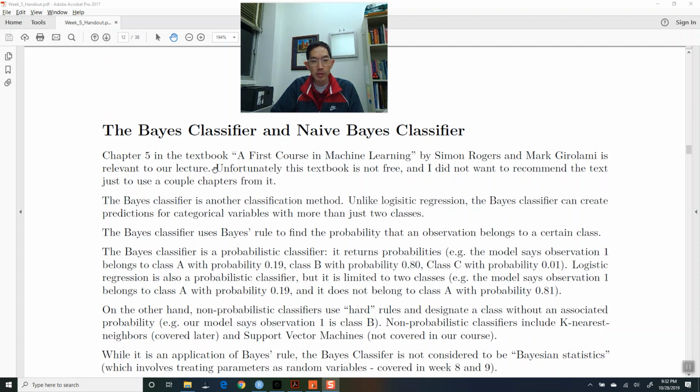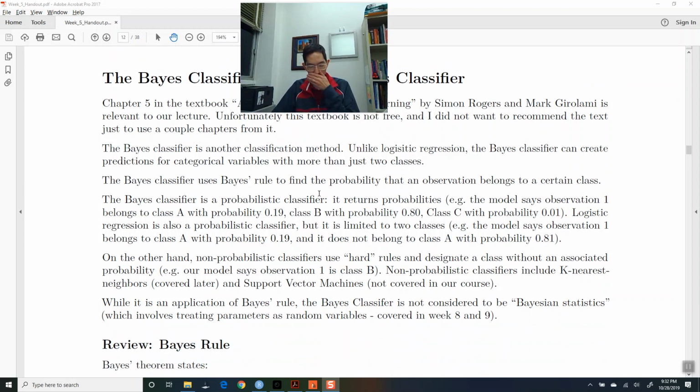There's a chapter in this textbook, A First Course in Machine Learning, which is an excellent textbook, but unfortunately it's not free, and I felt bad trying to say you should buy this book for just one chapter. So I'll try to find some other relevant resources for you guys here.